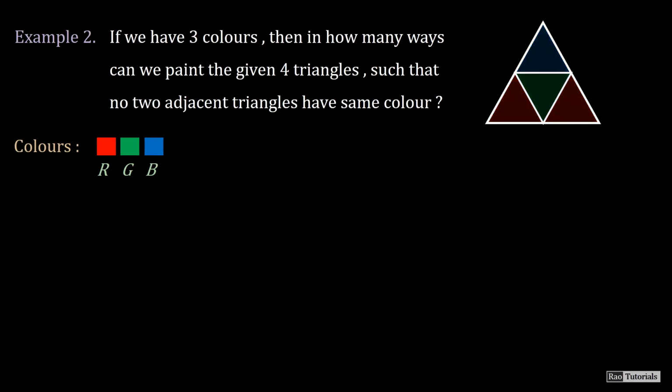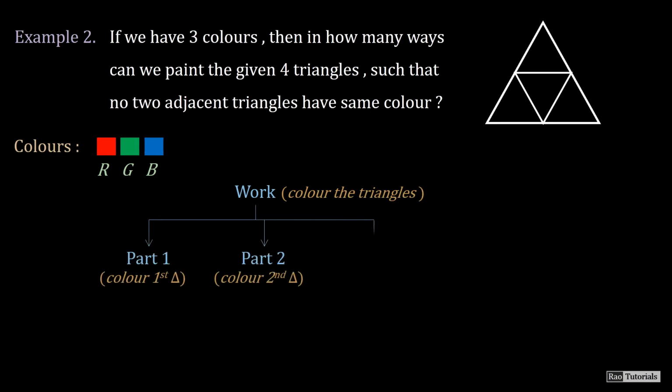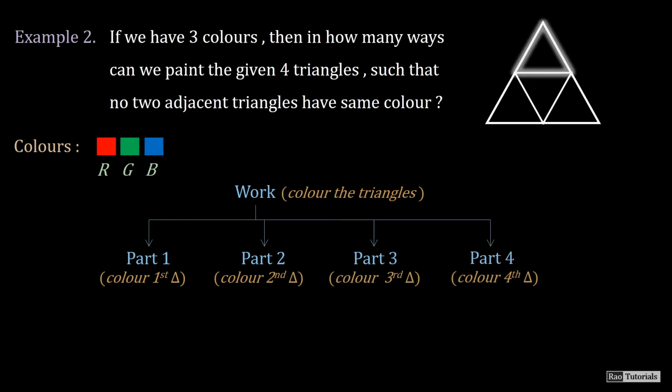So the work here is to color the triangles and has 4 parts, each consisting of coloring one triangle. Suppose we start with this top triangle, then we have 3 color choices for it. For the sake of discussion, let it be blue. Next triangle would be this adjacent one, which cannot be blue, so we have 2 choices for it, red or green. Let it be red.